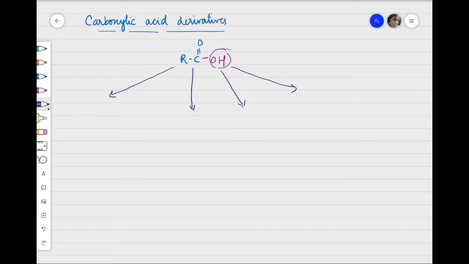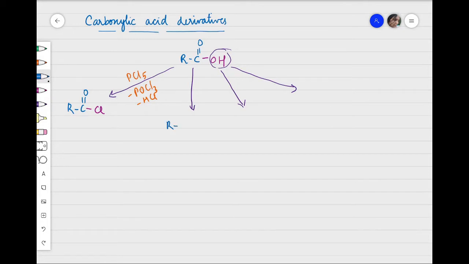When I replace the OH with Cl, which we had discussed in the last class, you just treat it with PCl5, and you remove POCl3 and HCl, and I will get C double bond O Cl, which is our acid chlorides. This is the first derivative we will discuss.